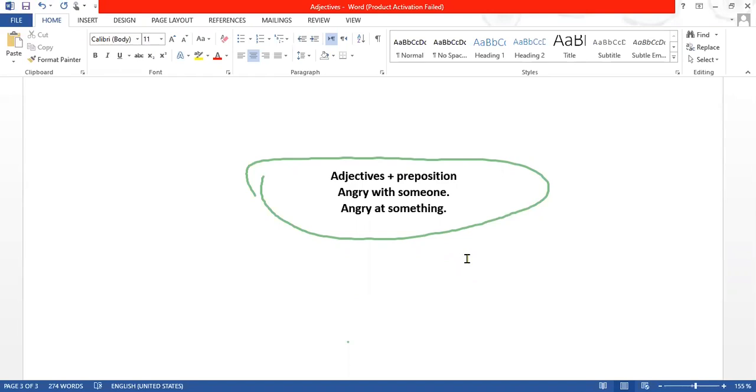Okay, good, zabardast. So never learn words in isolation. Remember, isolated words are not going to help you. You have to learn words with prepositions or in a phrase. Then you will be able to use them.